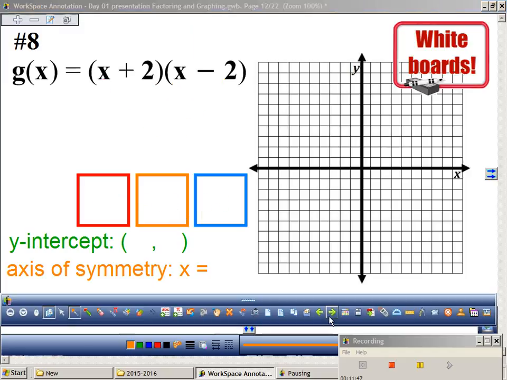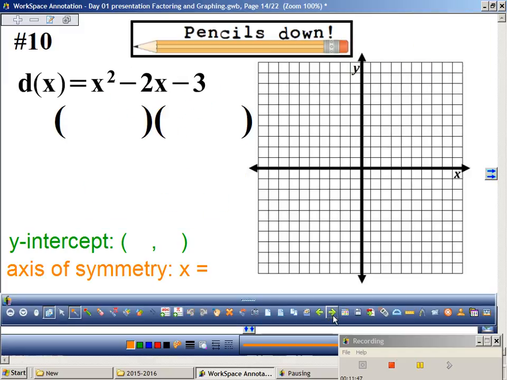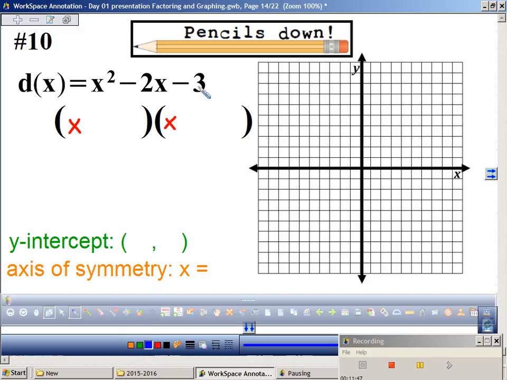All right, so now I'm going to go in reverse. Pencils down, eyes up here. I'm just going to go in reverse of what I just did. If I have x squared, then these first two must be x and x. If I have a 3 back here, then the only way I can get a 3 is a 3 and a 1. But 3 times 1 is 3. This is -3. So one of these has got to be negative.